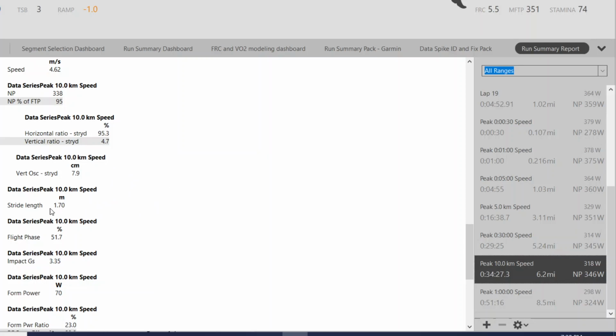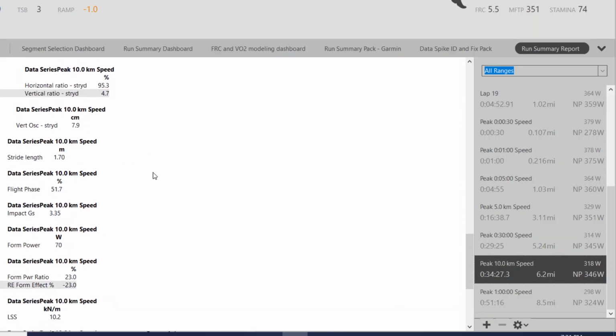You can look at it. Stride length gets a little shorter as you fatigue. Vertical oscillation gets a little higher. So these ratios change, but so does horizontal power ratio. So it's a duplicated type of metric. But nevertheless, I have it here because sometimes I want to go and do a double check.